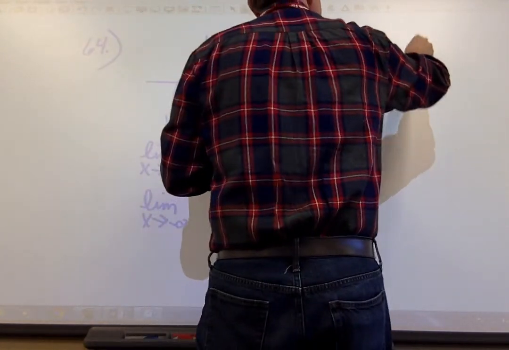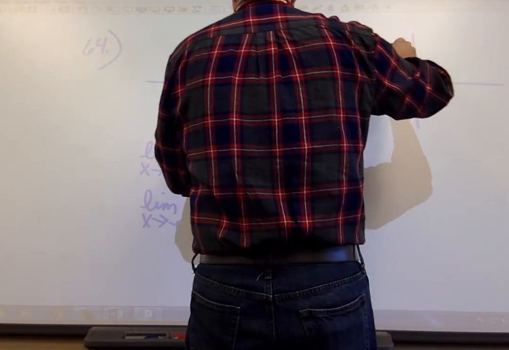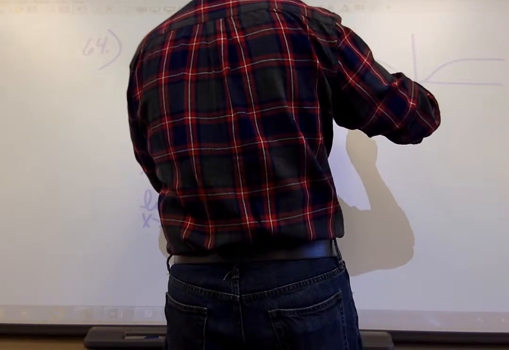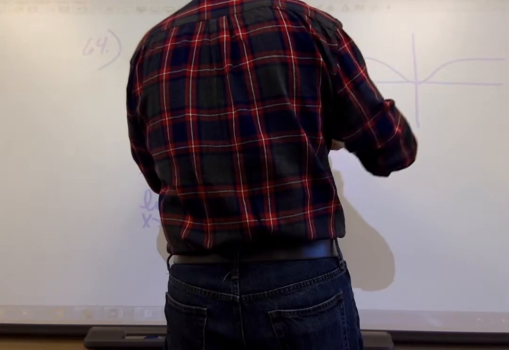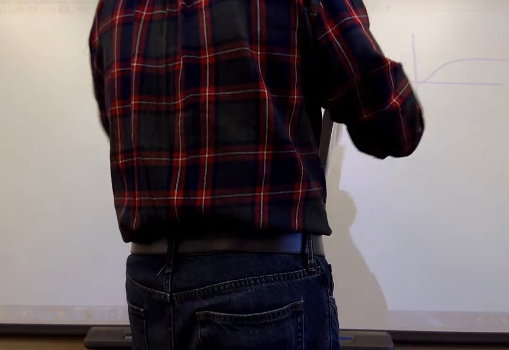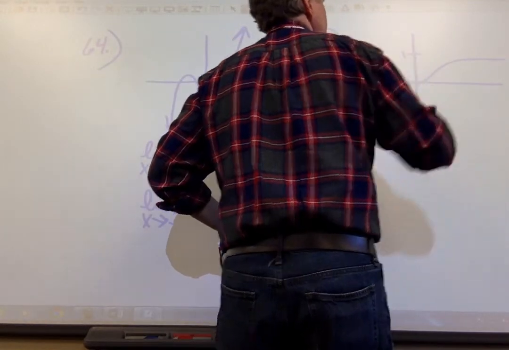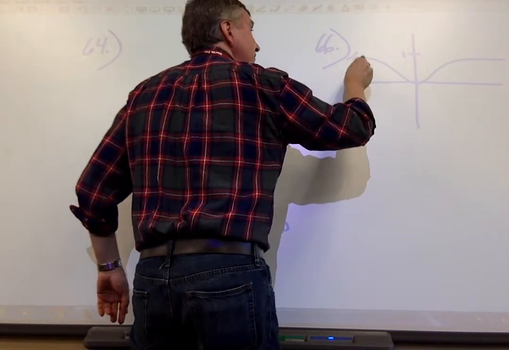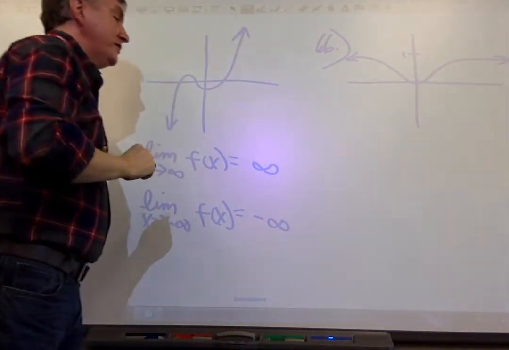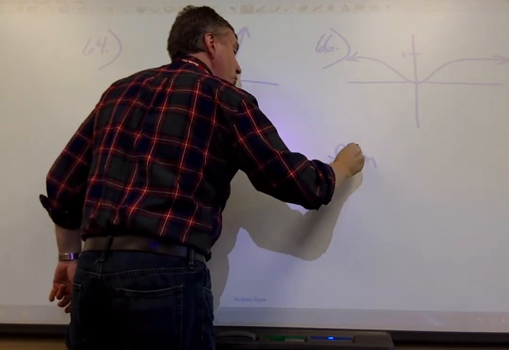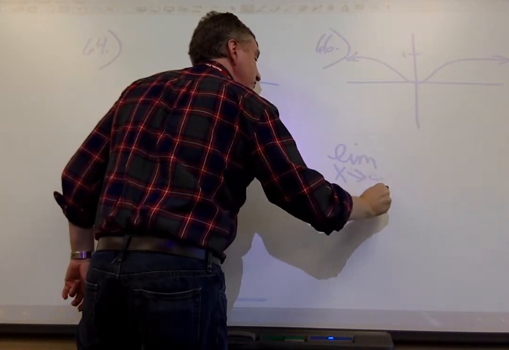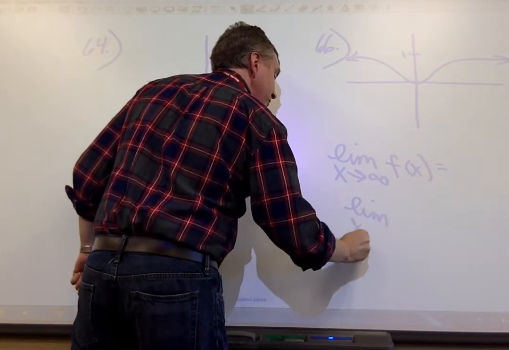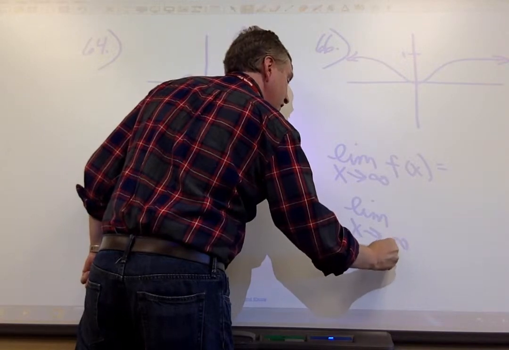If you have this new function f of x, and they say the graph looks like this, and they say that that is 1. Okay? And let me put little arrows on here so it looks even better. All right? Let's ask the same questions. What is the limit as x goes to infinity of f of x? And what's the limit as x approaches negative infinity of f of x?